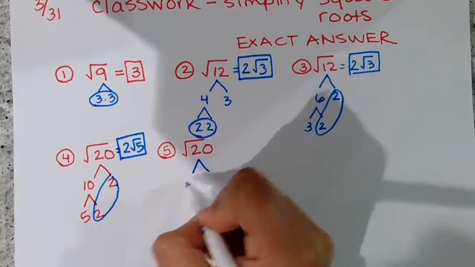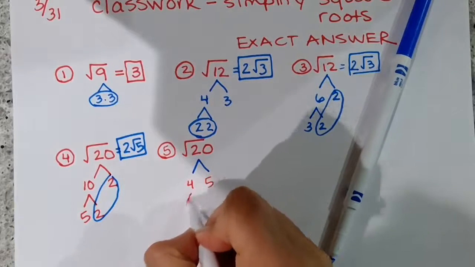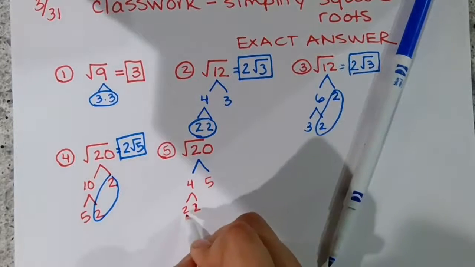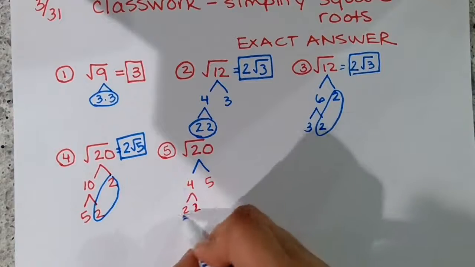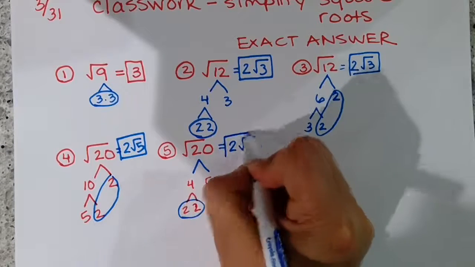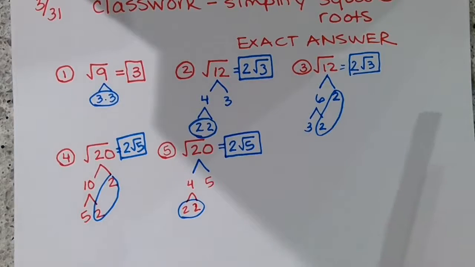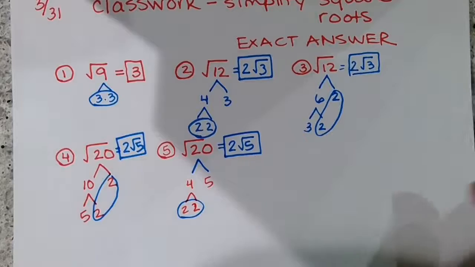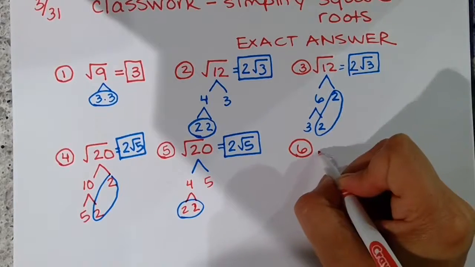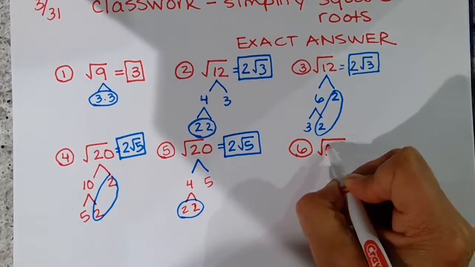If you had done 4 times 5, and then breaking that apart, you still get the same thing, so you get 2 square root of 5. Nice, good job if you got it right. Okay, and again, it doesn't matter which way you do it. All right, let's try a harder one. Square root of 50.